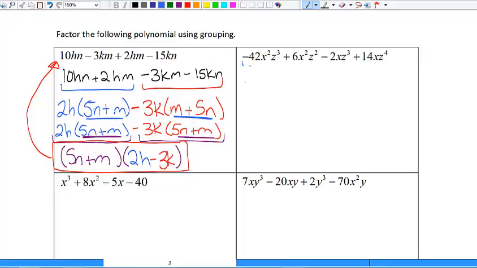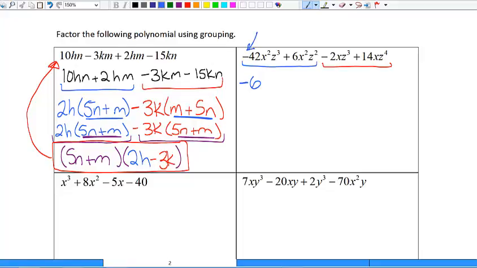On my next problem, I always just take the first two as one group and then the second two as one group until it doesn't work, like we did before and we had to rearrange. But I'm pretty lazy, I just group the first two just to see if it works. And most of the time it does. So I have negative 42 and positive 6. The GCF there looks like negative 6.